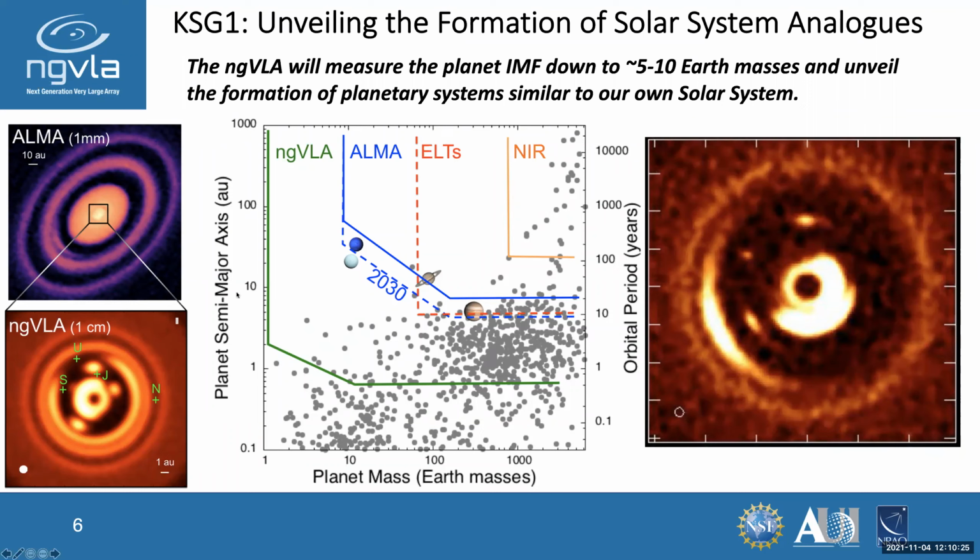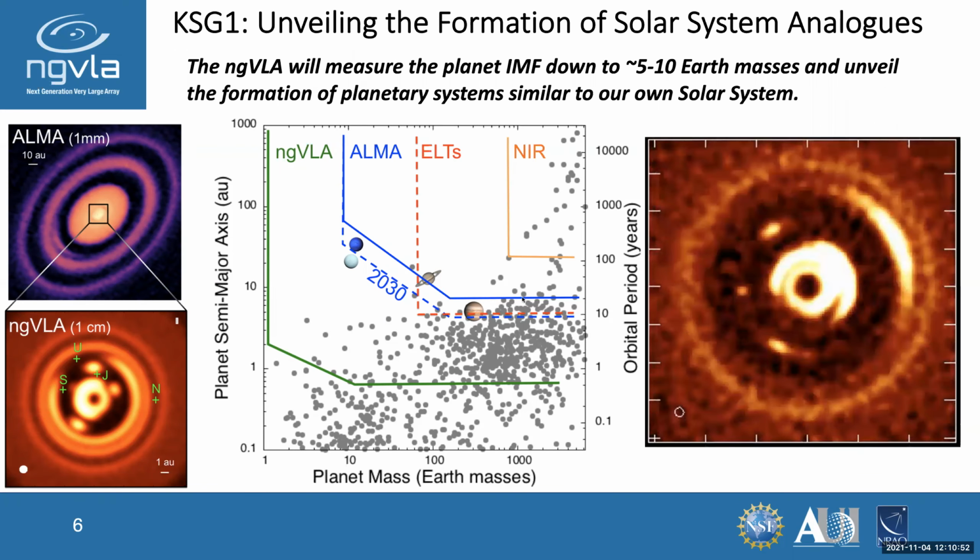In the center here, you'll see a plot of planet semi-major axis against planet mass, illustrating the number of known systems that the ngVLA will have access to. And I think the most interesting thing is that, of these systems, there are many hundreds, but hundreds of them will actually have orbital periods of less than 10 years.